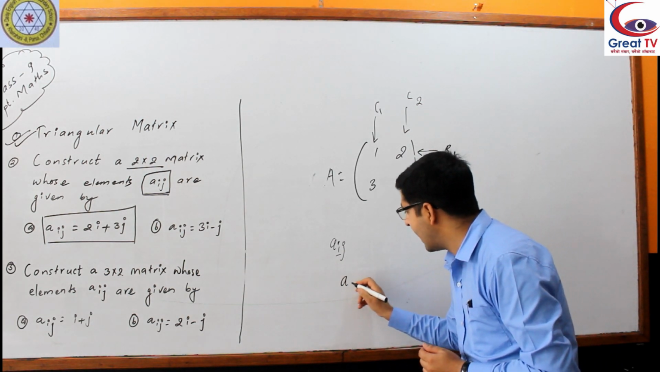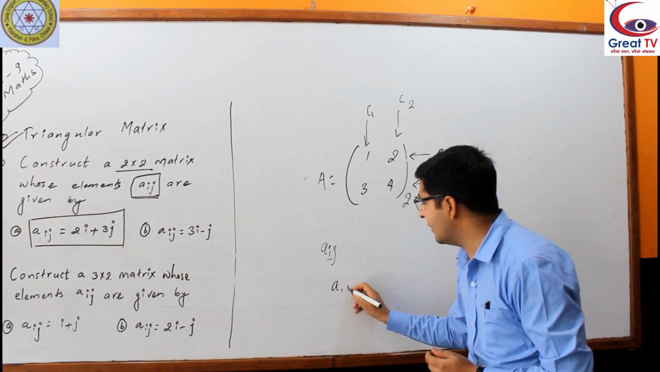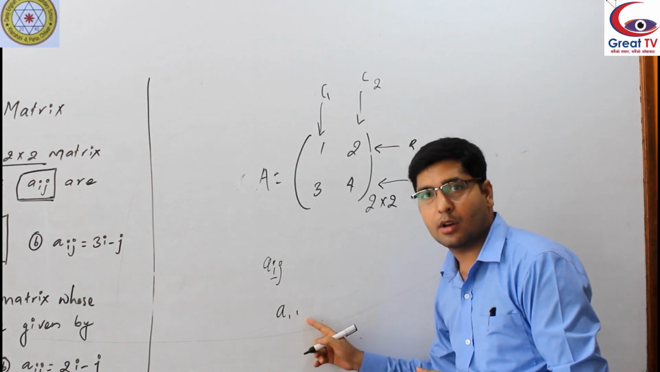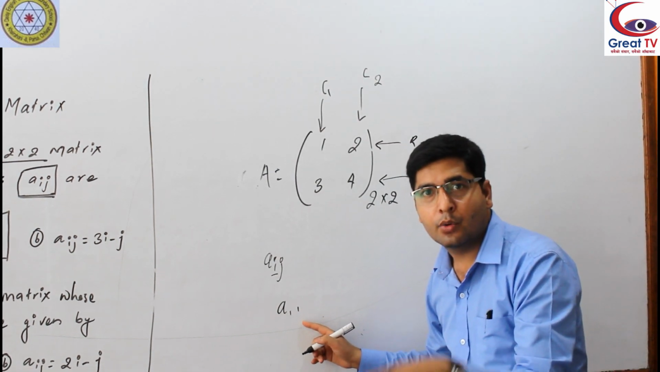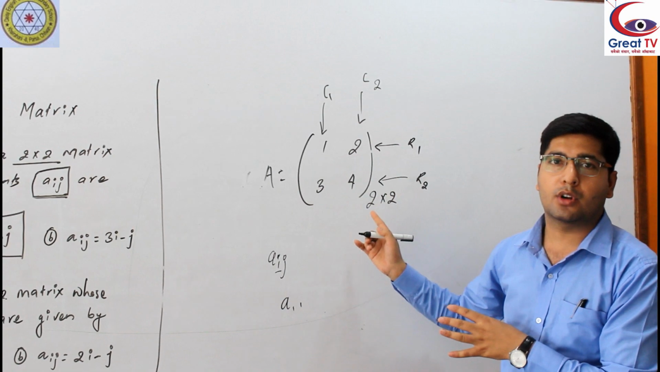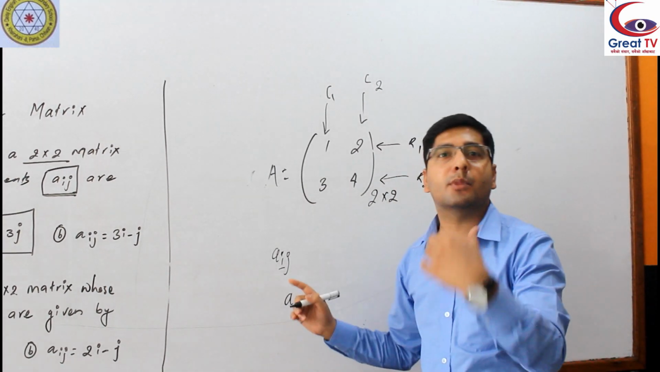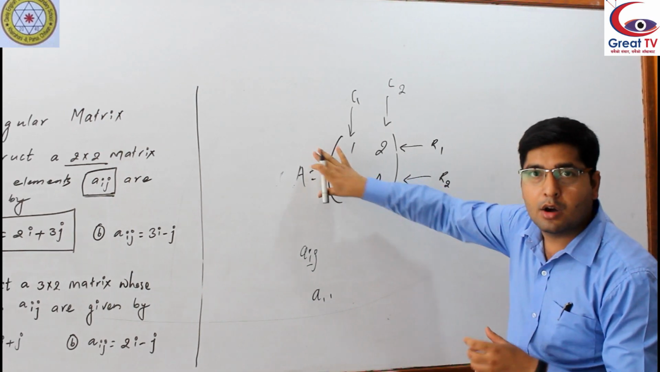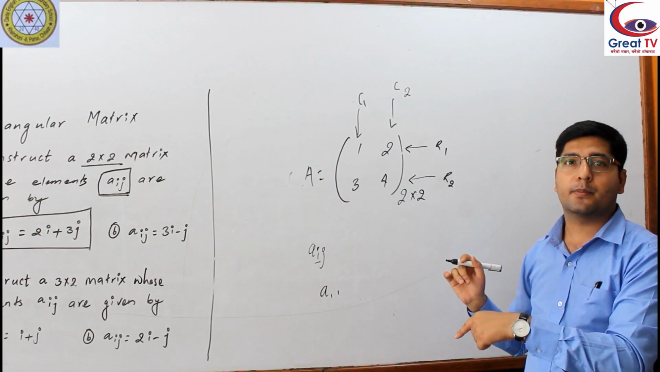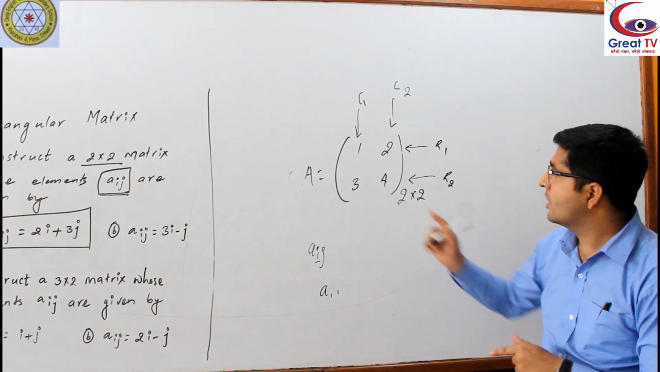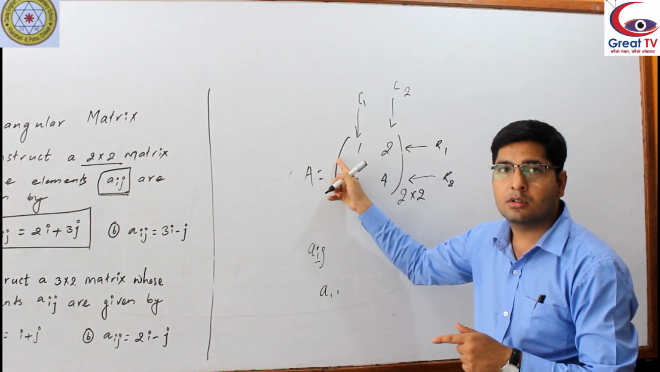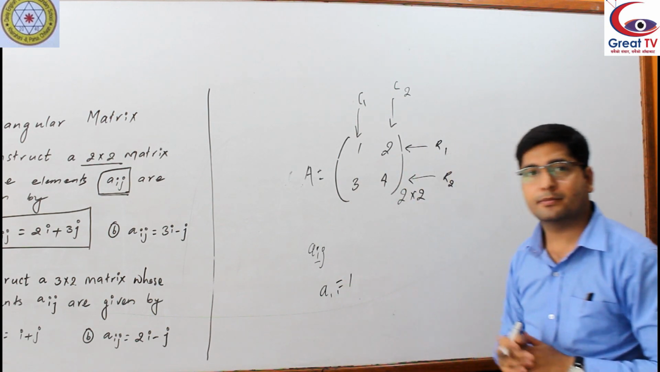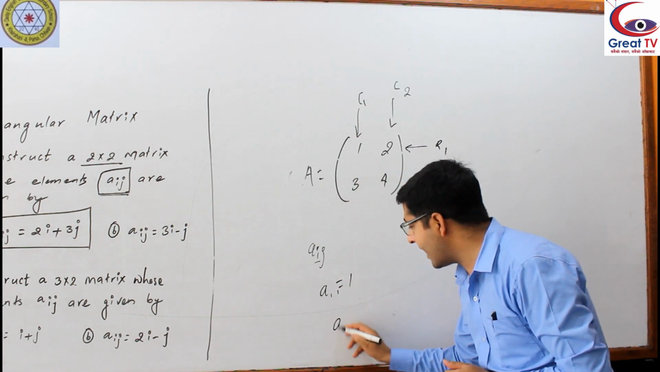Now i represents row and j represents column. Suppose you have to write the element which lies in A11. This is first row and first column. That element which lies in first row and first column is A11, then first row, first element, first column. This A11 equals 1.